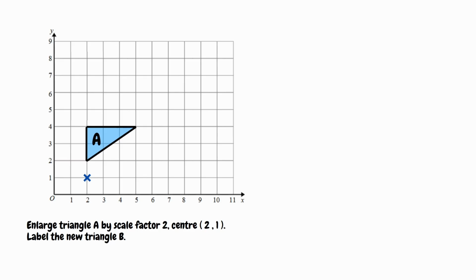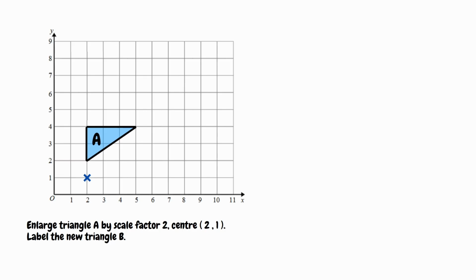So all I want to do first is see how I get from my centre point to all the points in triangle A. And we're going to do that in the form of a vector. And we've looked at vectors recently in our video on translations, so I've left links for that video if you want to check that out first.